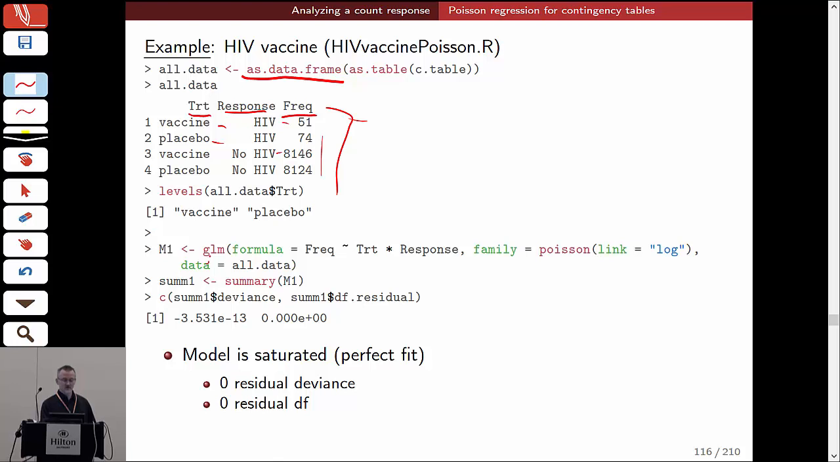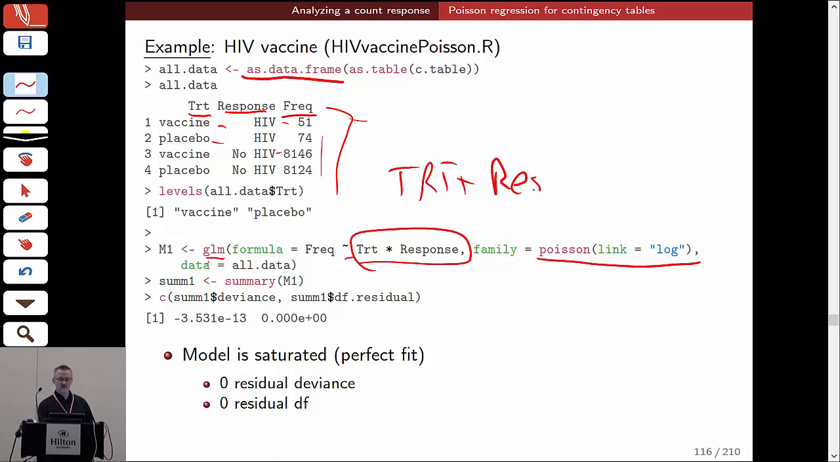Now I can fit a model using GLM and a Poisson by saying I want frequency to be modeled as a function of, you saw this notation earlier, treatment star response. This gives us back treatment plus response plus the interaction. And it's the interaction term that we're going to be interested in because that's where the associations come from.